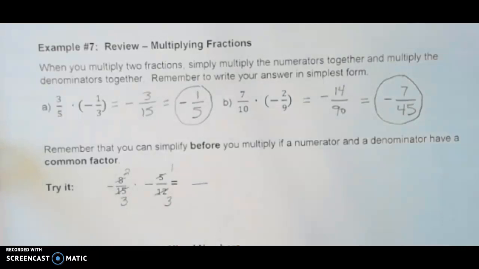And so now when I multiply, numerator times numerator gives me 2. Denominator times denominator gives me 9. And again, a negative times a negative is a positive.